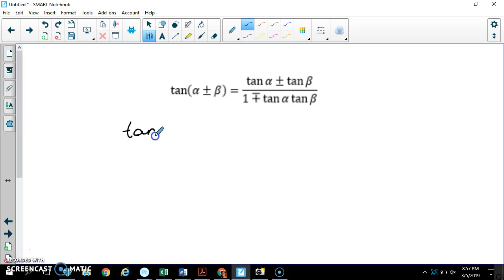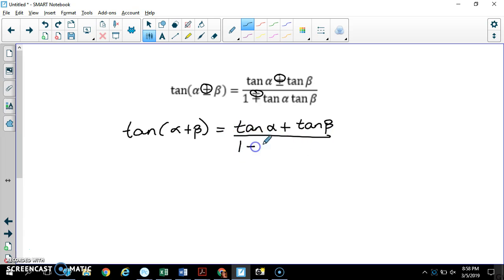So if I have tangent of alpha plus beta, that's my top one here, so I'm going to use my top one here and my top one here. That means I have tangent alpha plus tangent beta over 1 minus tangent alpha tangent beta.